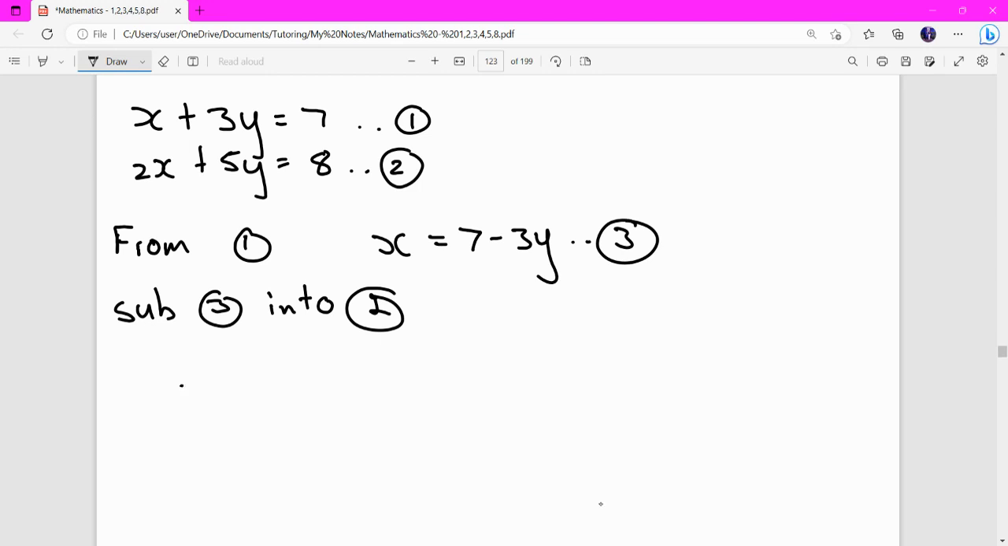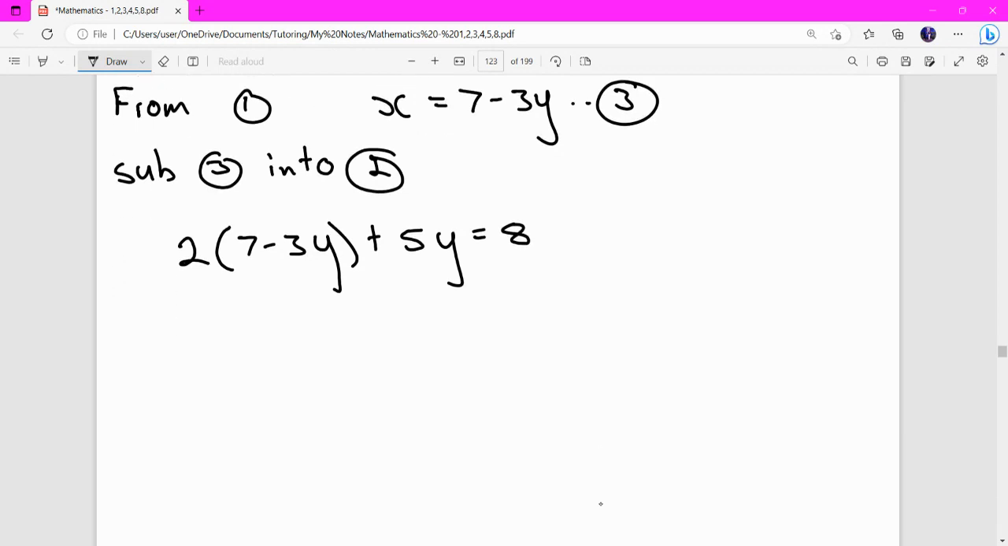So now you have 2, and you're replacing x with 7 minus 3y, plus 5y. That is equal to 8. So let's solve for y now. So 2 times 7 and then 2 times negative 3y. 2 times 7 is 14. 2 times negative 3y is negative 6y plus 5y. That is equal to 8. So negative 6y plus 5y will be negative y.